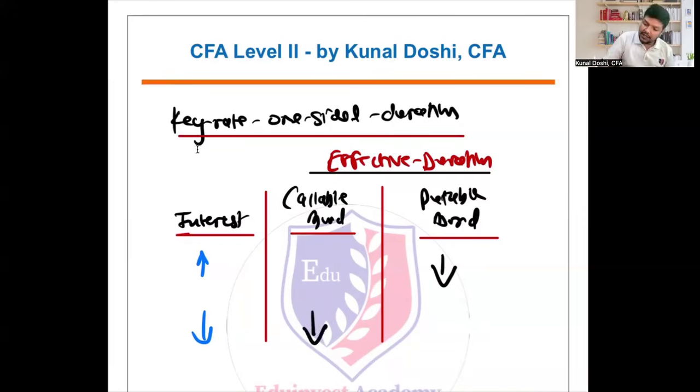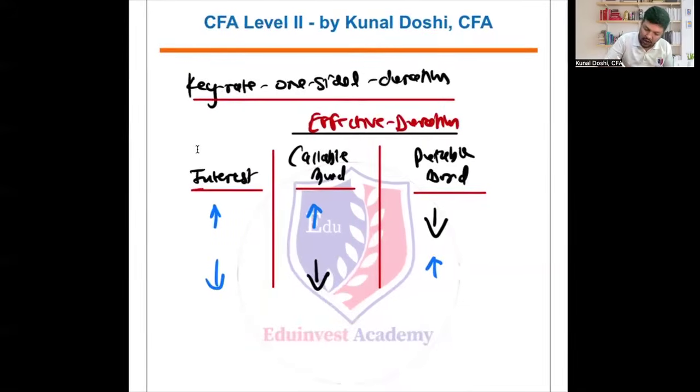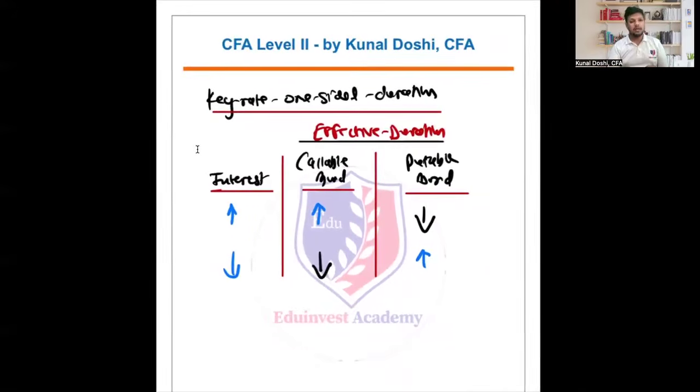Understood? The opposite will happen when interest rates are not in the same direction. So the callable bond's effective duration is higher when interest rates are going to increase. So here the effective duration will increase. Here the puttable bond's effective duration will increase when the interest rates are lower. Understood, everyone? Right? This is called one-sided duration. The effect is not the same on the upside and downside for callable and puttable bonds. This is very important.